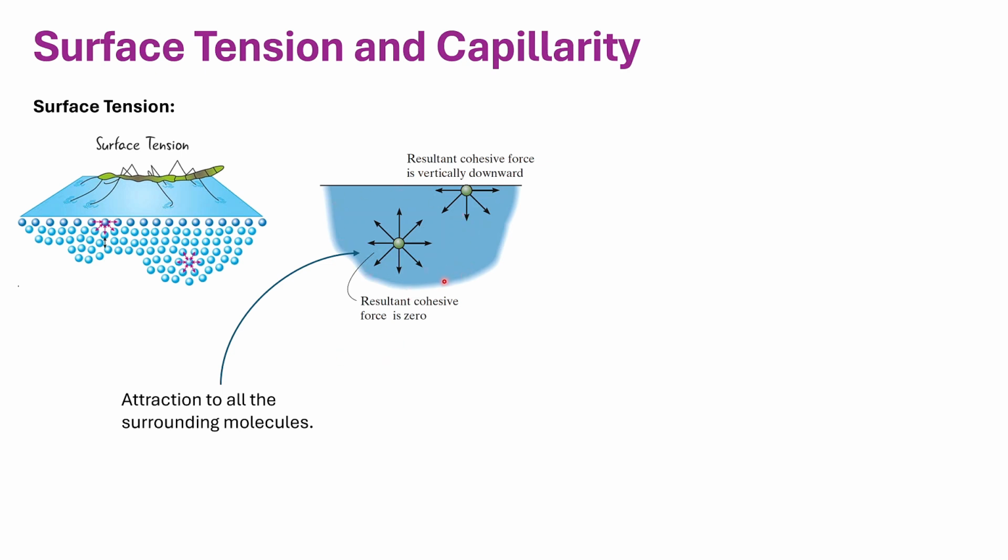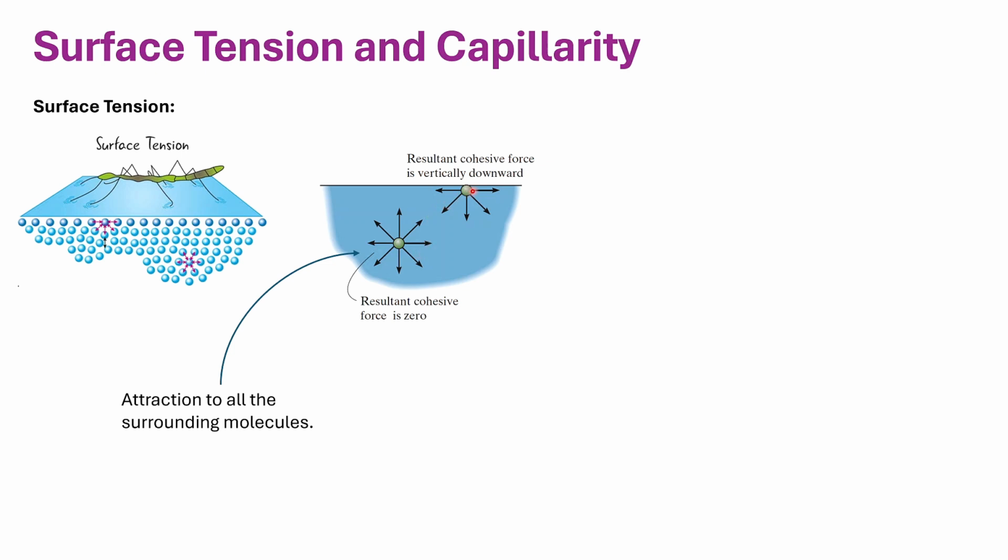So here in this figure, we have one molecule that is inside the water and another one very close to the surface. So with this one, at some depth inside water, that molecule is surrounded by other molecules, so there is attraction between them. As you can see, the resultant cohesive force here is 0. Because we have, for example, this vector here and this vector here that cancel out, and the same applies to other ones.